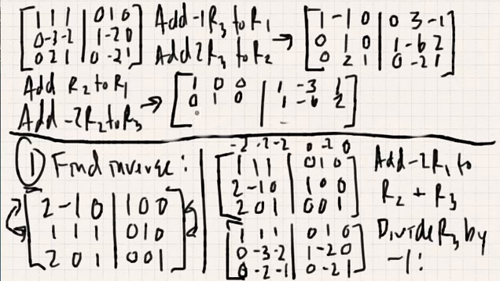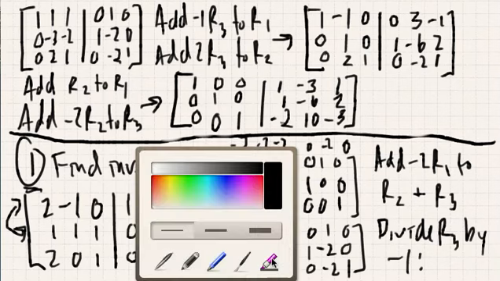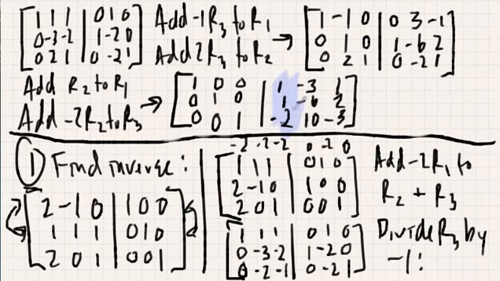And the bottom becomes 0 plus 0 is 0. I'm going to add negative 2 row 2 to row 3, so negative 2 plus 2 is 0, 0 plus 1 is 1, negative 2 plus 0 is negative 2, 12 minus 2 is 10, and negative 4 plus 1 is negative 3. So that means that my inverse is this guy on the right. What I'm about to shade in blue, that is my inverse.